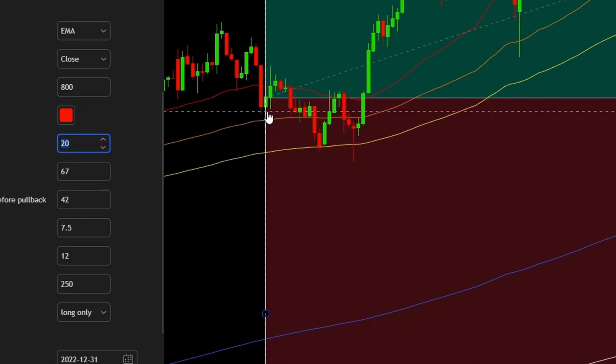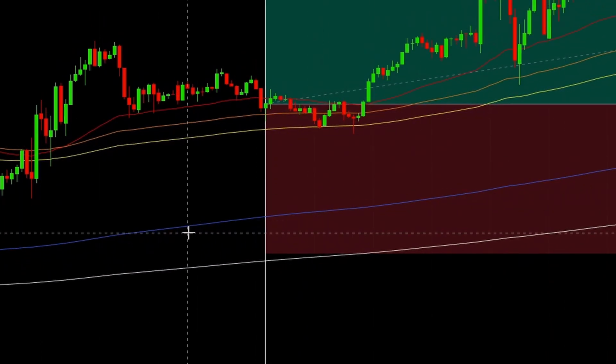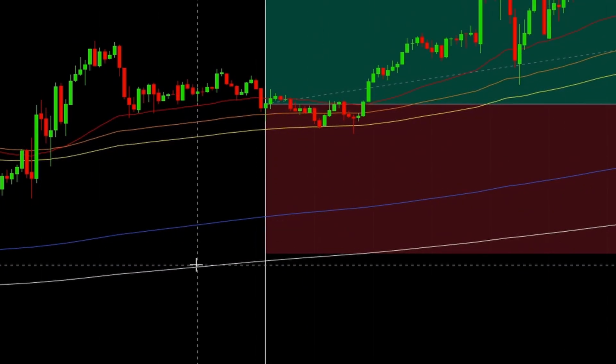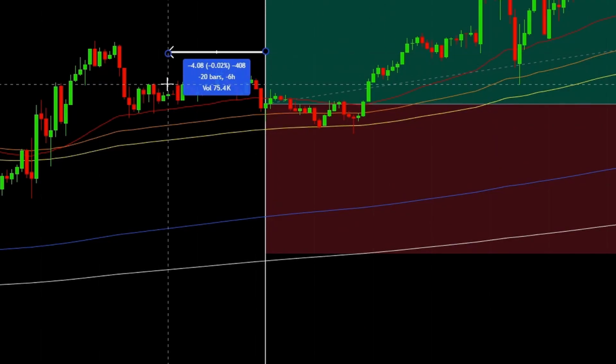So counting backwards from the entry signal candle, in the last 20 candles, the MA4 should have been above the MA5 EMA. So let's see that. 20 candles is right here. And it's clear to see that the MA4 was above the MA5 all along this time.